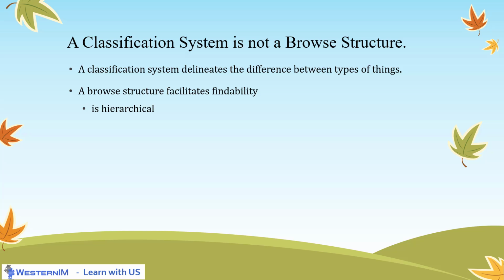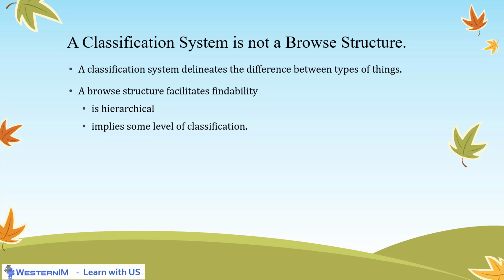A browse structure, by its very nature, is hierarchical, while a classification system does not have to be. A browse structure implies some level of classification in order to group together options, but a classification system does not necessarily imply a structure that facilitates browsing.